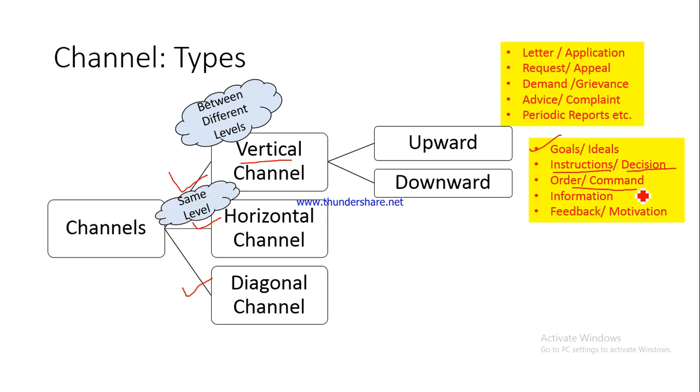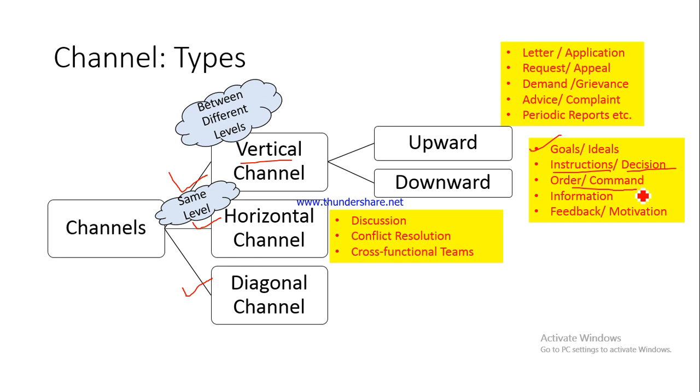Let's talk about the horizontal channel. Communication between the same level in the same organization. For example, some discussion taking place between two students, BBA first year and maybe BCom first year. This can be an example of horizontal communication. Then we have conflict resolution. When some conflict has taken place and we are trying to resolve it. For example, two of your friends are fighting each other and you are trying to resolve that conflict. This is an example of horizontal communication.